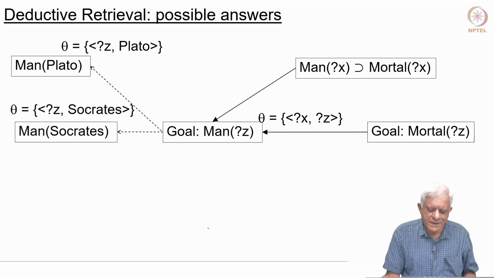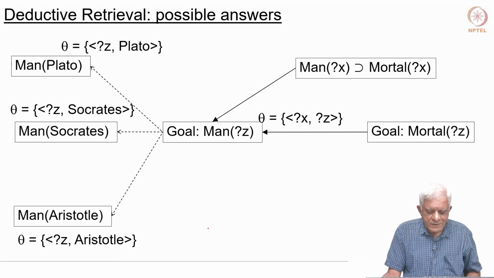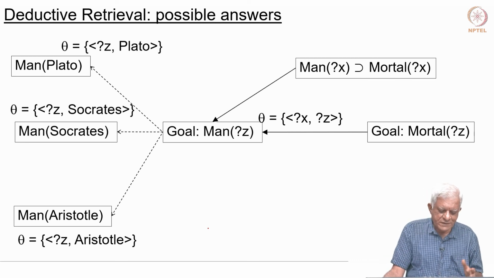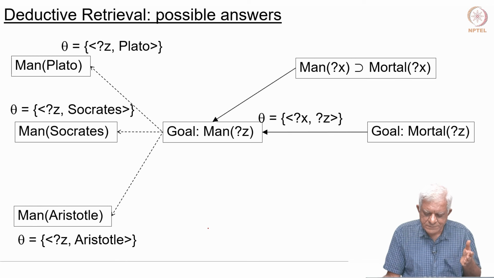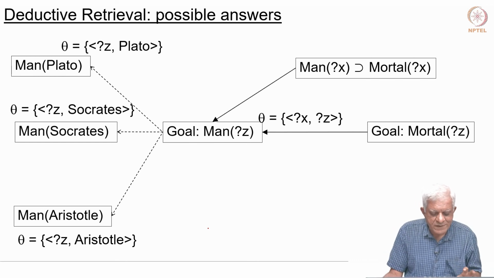Yes, Socrates is a man. So, you can return that Socrates is mortal. Aristotle is a man, and you can return that Aristotle is mortal. The goal was about mortality. The facts are about being men, essentially, or human.